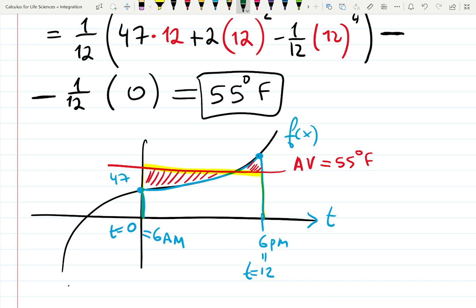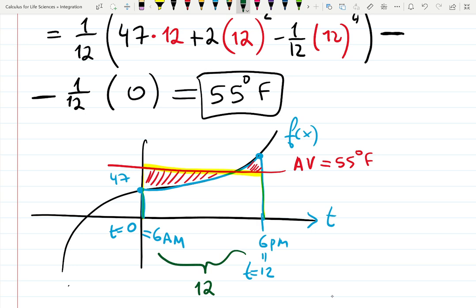How did we do it? By dividing the whole integral. By what number? 12. We divide it by 12, because that is my t length from 0 to 12, from 6 a.m. to 6 p.m. Makes sense?